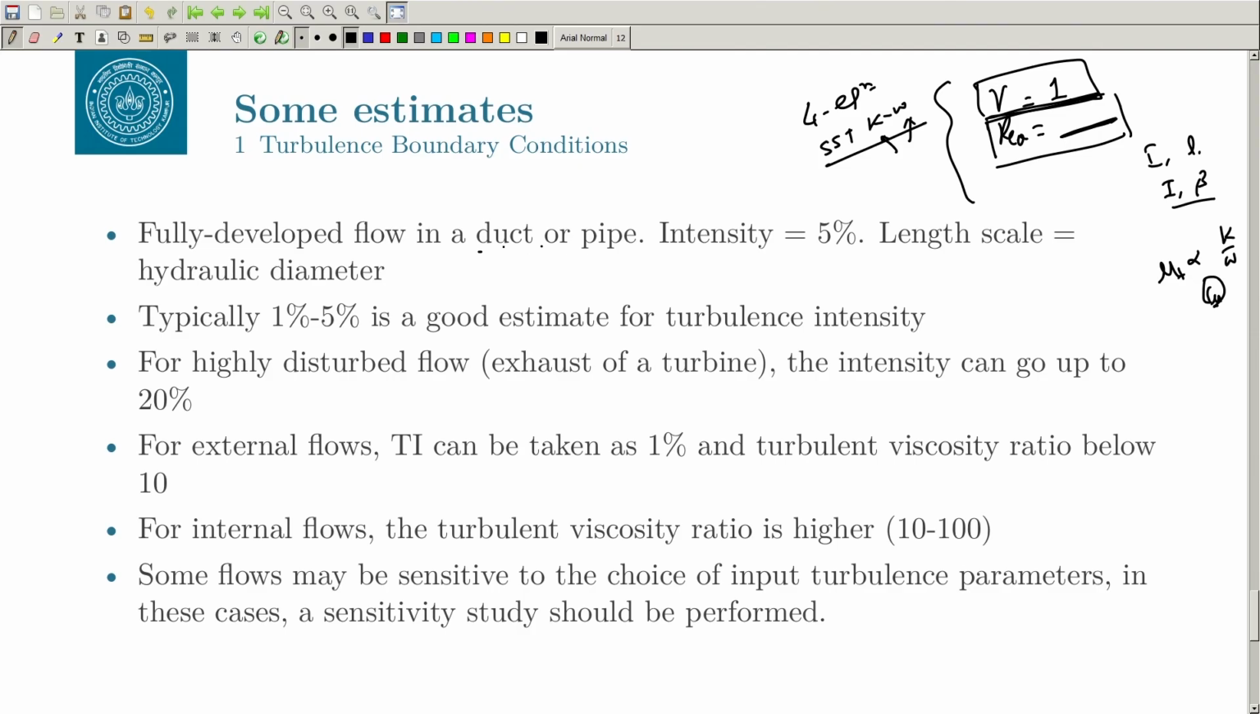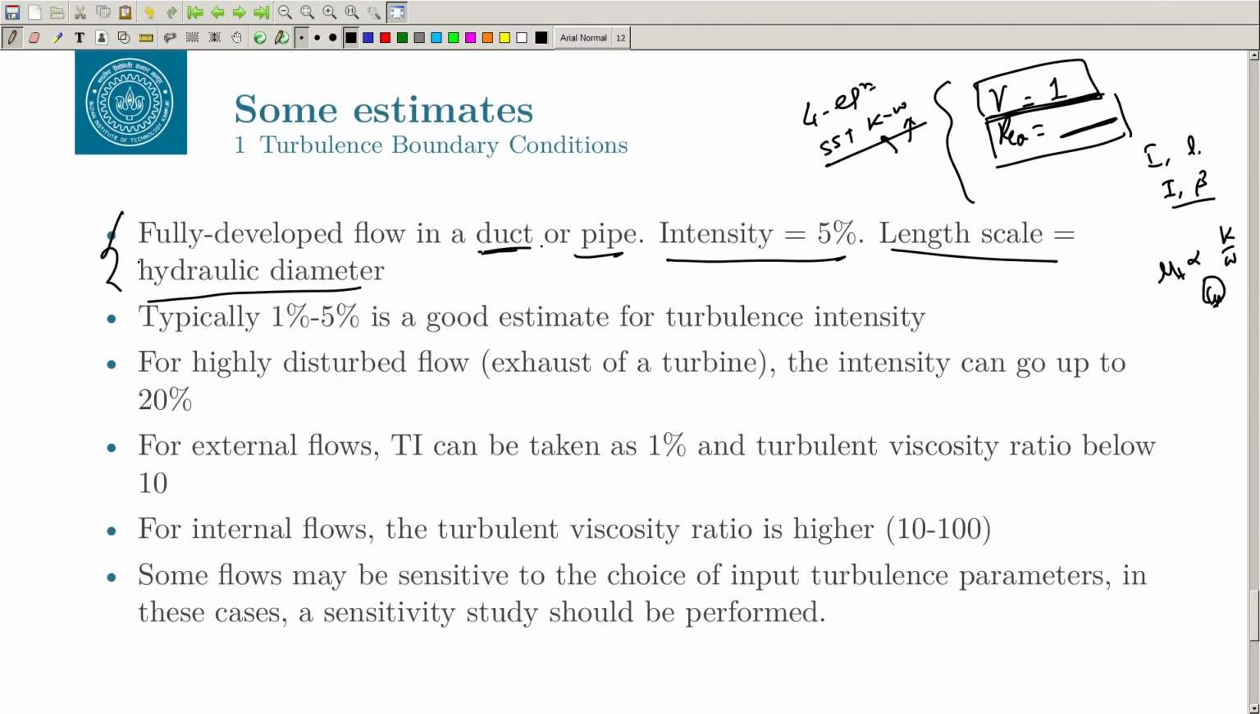For example, if the flow is fully developed in a duct or pipe, typically you can take the intensity as 5% and the length scale may be equal to the hydraulic diameter. You are likely to get a robust result in this case, even if your length scale is lower than the hydraulic diameter. So, this is how you do it for pipe and duct.